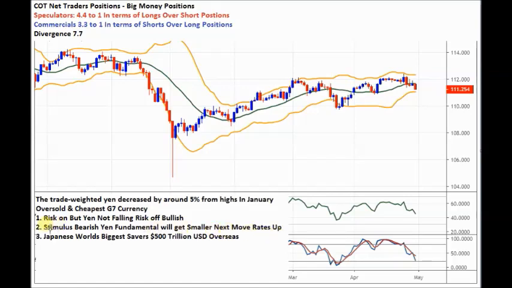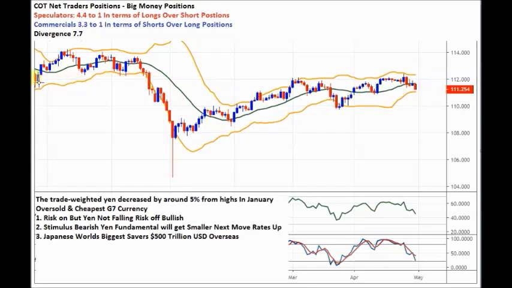So this bearish fundamental now is priced in, in our view. Also, the Japanese are the world's biggest savers, with 500 trillion US dollars overseas, and a lot of that money is now flowing back to Japan. That's in risk on. It's going to continue to flow back to Japan. When risk off comes, it'll really accelerate, and foreign money will go into the yen because it's a big safe haven, right? So that's the backdrop.